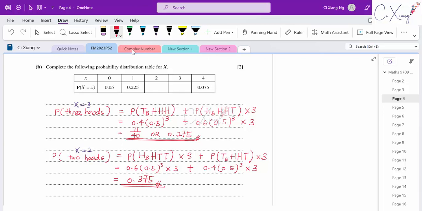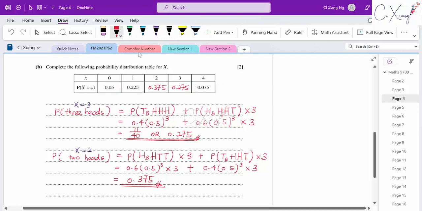Alright, then don't forget to fill it inside. So I'm having 0.375 for x equals 2, and also the probability 0.275 for x equals 3. If you want to make sure that your probability calculation is correct, you can check the answer by summing up all the probabilities here. If you sum all the probabilities and you get 1, then very likely your answer is correct. But if, let's say, when you sum all the answers, you didn't get a total of 1, definitely something is wrong in your answer.